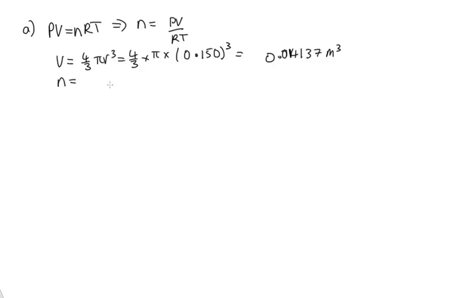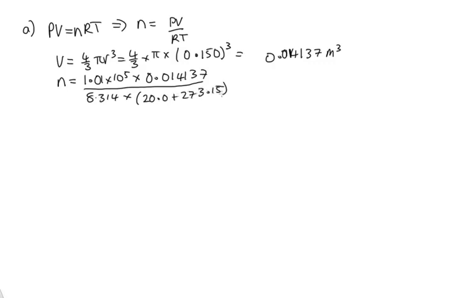And now we can just substitute into this equation for n. So n is equal to P, which was 1 atmosphere, 1.01 times 10 to the 5 pascals, times 0.014137, over R, which is 8.314. And then we were told this was 20 degrees C. This needs to be in kelvins, so that's 20 plus 273.15 to convert from Celsius to kelvins. And solving this, we end up with 0.586 moles.